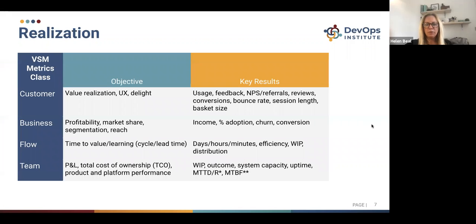So that's great. We've learned a bit about DevOps metrics. We've learned a little bit about value stream and flow metrics. Let's talk about realization then. So these things that are happening in the customer's hands.